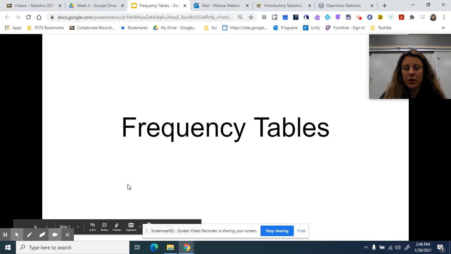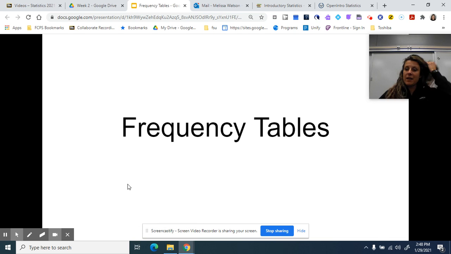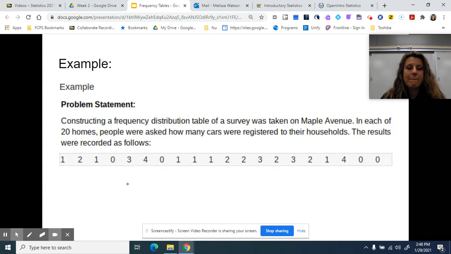Okay, in this lesson, we're going to be covering frequency tables or frequency distributions. Here's just an example of a data set that I'm going to ask you to make a frequency distribution for.